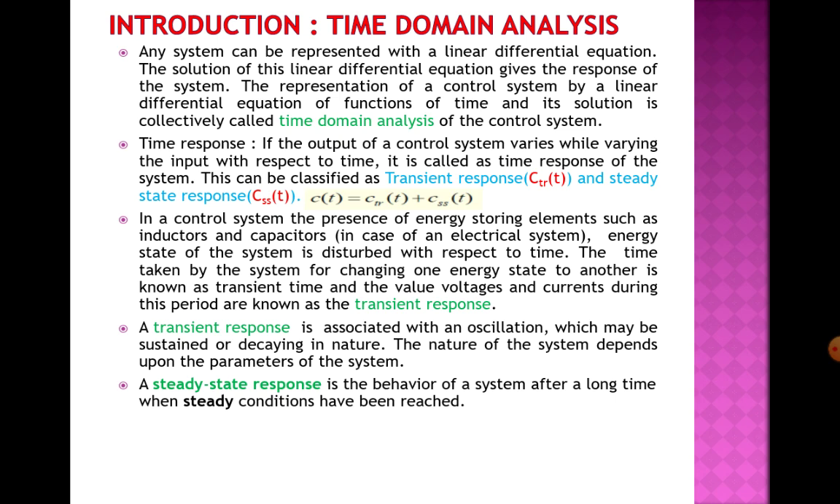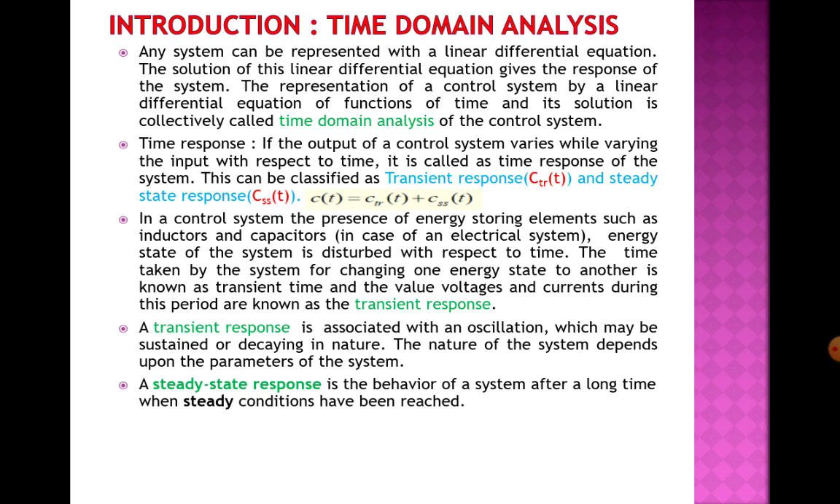We can define time response. If the output of a control system varies while varying the input with respect to time, it is called the time response of the system. This can be classified as transient response and steady state response. The transient response can be written as C_TR and steady state response can be written as C_SS. So put together we will get c(t) = C_TR + C_SS.